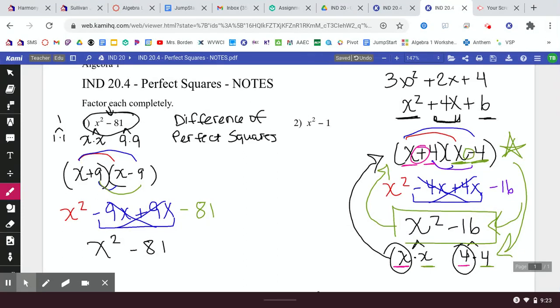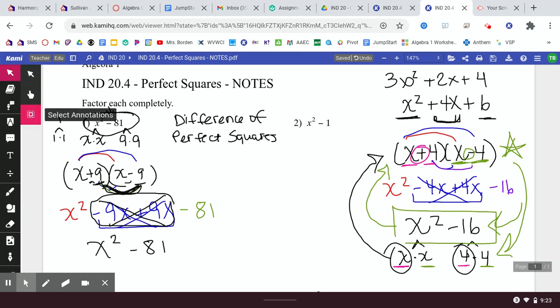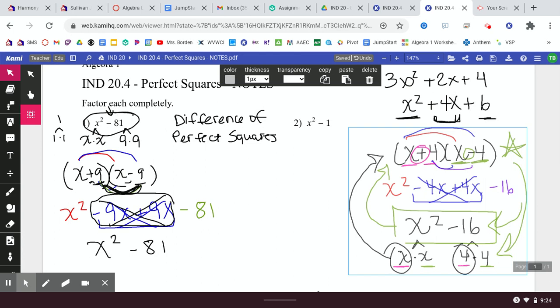Okay, so it has to be one plus and one minus for two reasons. One, when you multiply the last terms, you need it to be a negative 81, and the only way to get negative 81 is a plus 9 and a minus 9. And the other reason you need the signs to be a plus and a minus is because you need them right here, one plus and one minus, to cancel each other out. Okay? So let me erase all of this mess here so that we have a clear slate to work with.